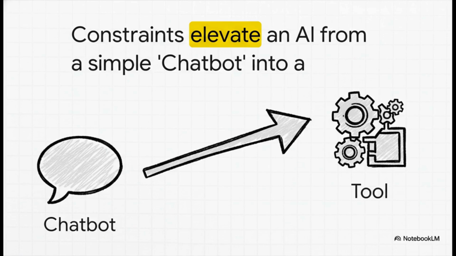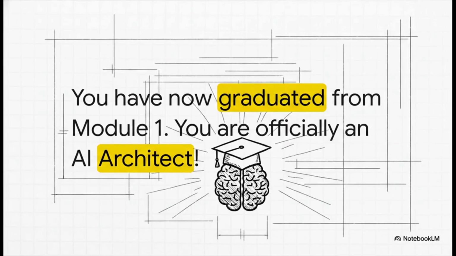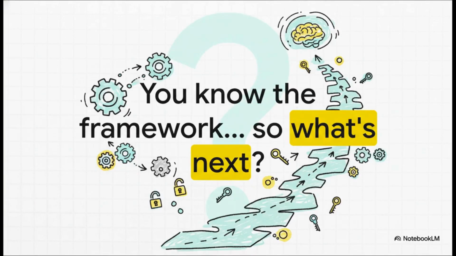And here's the crucial point. Using constraints is what elevates the AI from a chatbot to a tool. And just like that, you've now graduated from the first part of the RCTC framework. But knowing the framework, well, that's really only the first step on your journey.